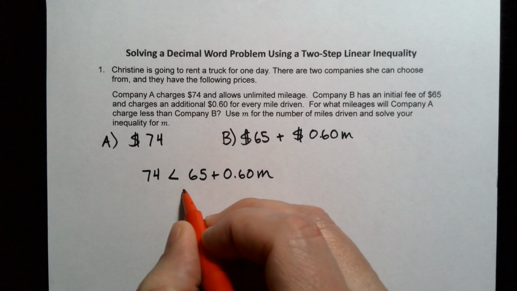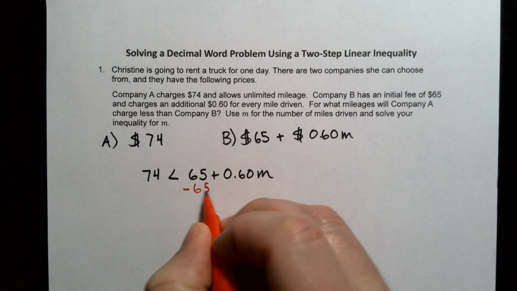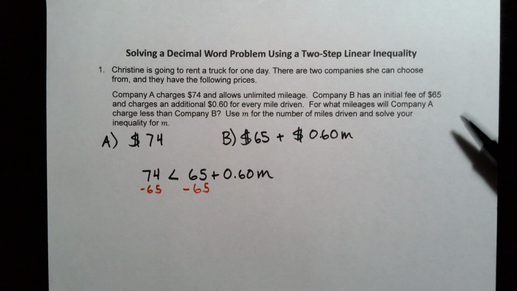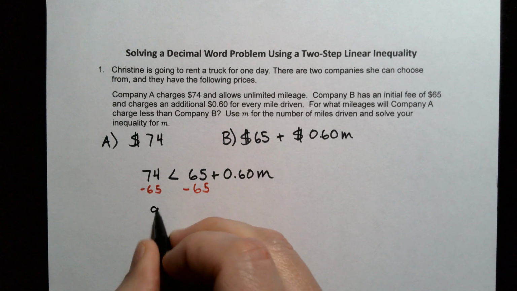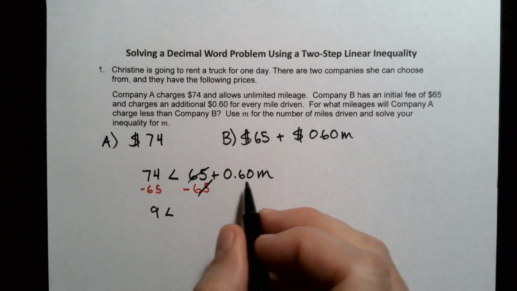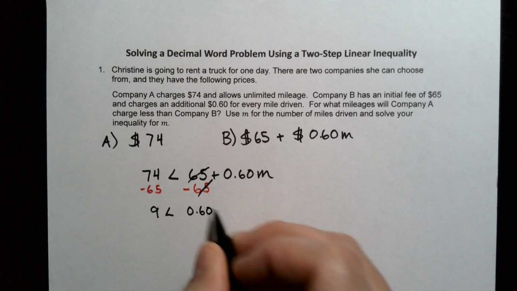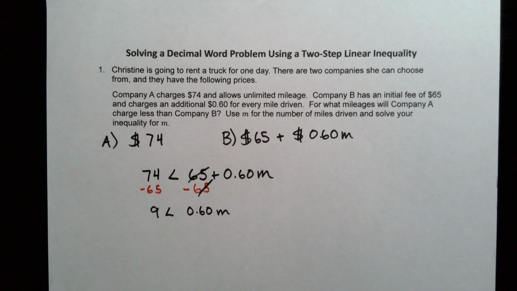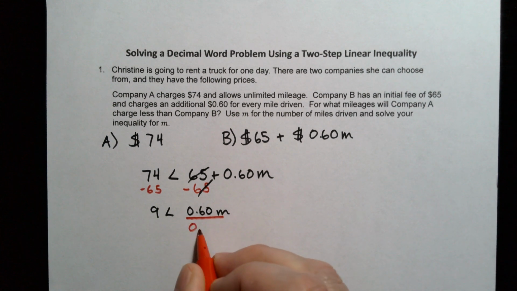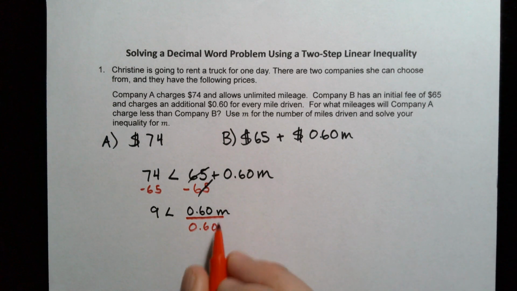Okay, so first thing I'm going to do is subtract this 65 from both sides. Okay, so 74 minus 65 is 9. So we have 9 is less than, the 65 is gone there. And then we have 0.60 M. Okay, and then in order to solve this for M, we divide both sides by that number that's touching M, which is 0.60.